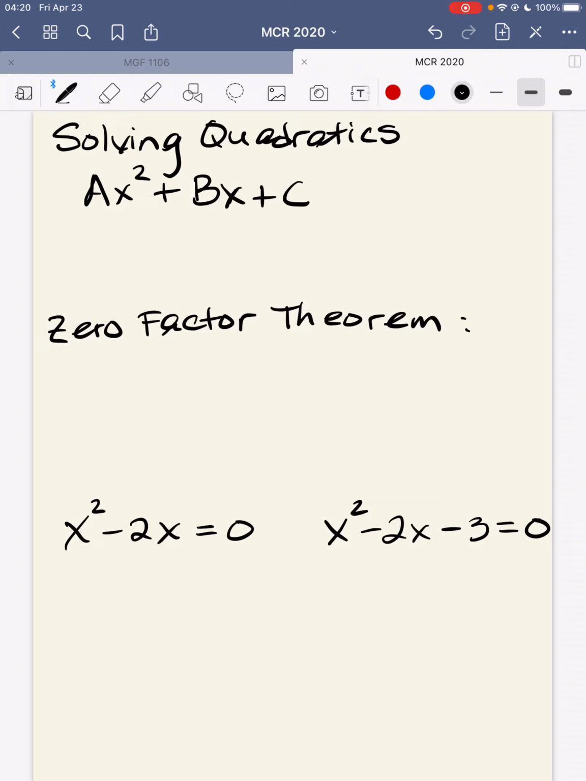All right, welcome back. So we're going to talk today about solving quadratic equations. Remember, quadratics are in the form of ax squared plus bx plus c, and we've been factoring these for quite some time. And now what we're going to do is add on an equal to 0. So this means that we're going to go ahead and solve these.